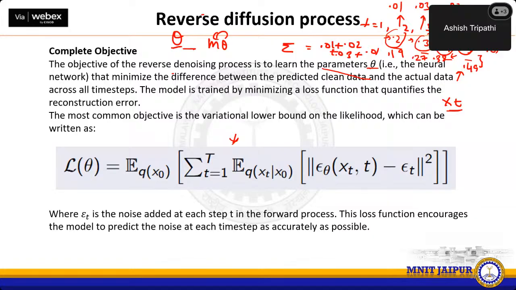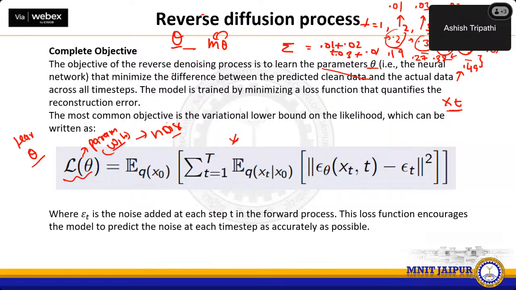So ultimately, what I was trying to say is that in the reverse denoising process, I need to learn theta. Theta means the set of parameters. Set of parameters means weights and biases. Such that whatever noise my model predicts will be very close to the actual noise.